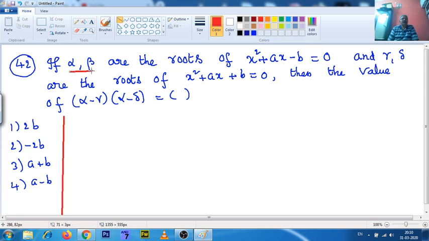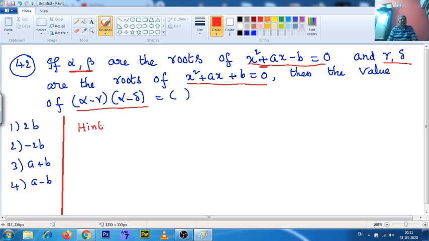alpha comma beta are the roots of x square plus ax minus b is equal to 0. Gamma delta are the roots of x square plus ax plus b is equal to 0. Then we need to find out the value of gamma alpha minus gamma into alpha minus delta value. So, first, let us solve it this one now.